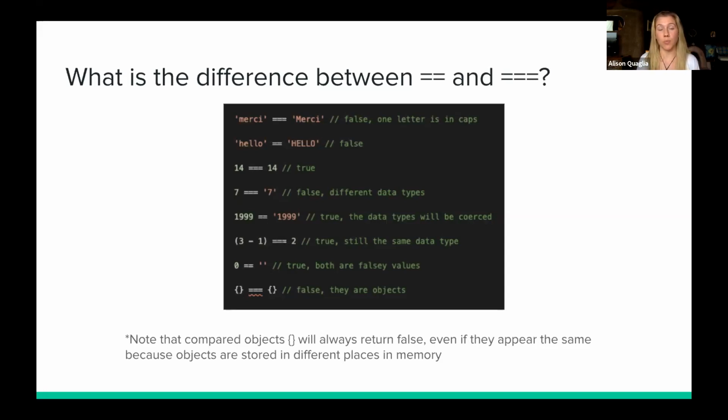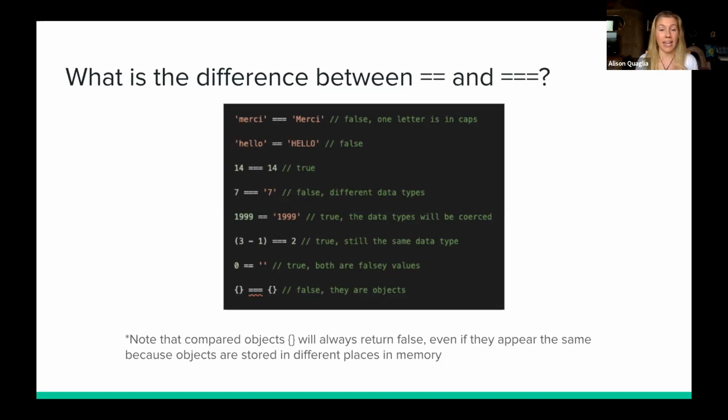You could also do a little bit of math. If you did 3 minus 1 triple equals 2, that is going to evaluate to true because you are dealing with integers on both sides with an identical value. So even though they look different, it'll still be true. Another one, 0 double equals empty string. An empty string and a 0 are both considered falsy values. So even though they are totally different, they both equate to those falsy values, and that data type can be coerced. So that's actually going to come up as true.